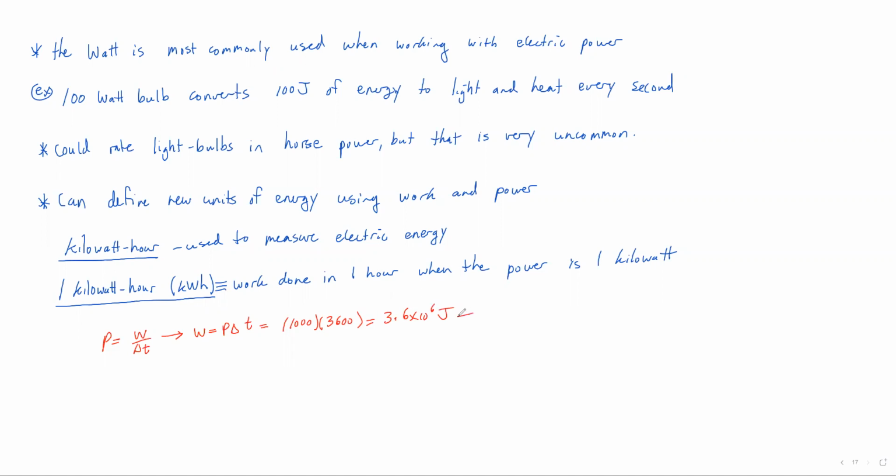So what you can say is 1 kilowatt hour is equal to 3.6 times 10 to the 6 joules, or 3.6 megajoules. So next time you look at your electric bill, you can actually calculate exactly how much energy you're using each month. This would be the way you would do that using this conversion factor.